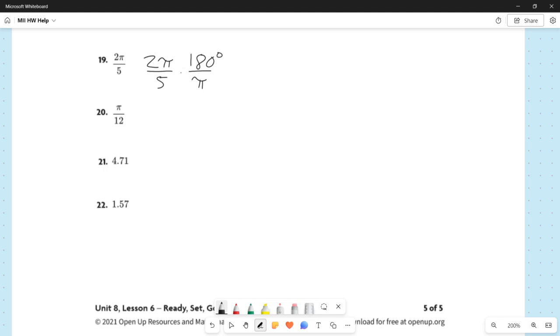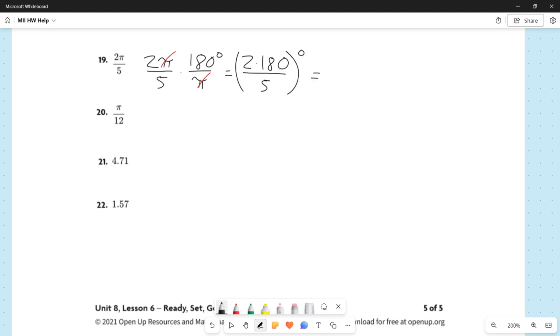So I'm going to write my fraction as 180 degrees over pi. And because those are the same thing, I'm multiplying by 1, because anything over itself is 1. My pi's go away, which is nice. And I am left with 2 times 180 over 5, and we are now talking about degrees.